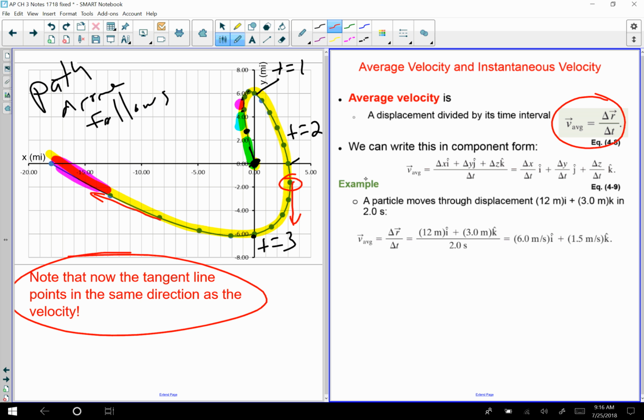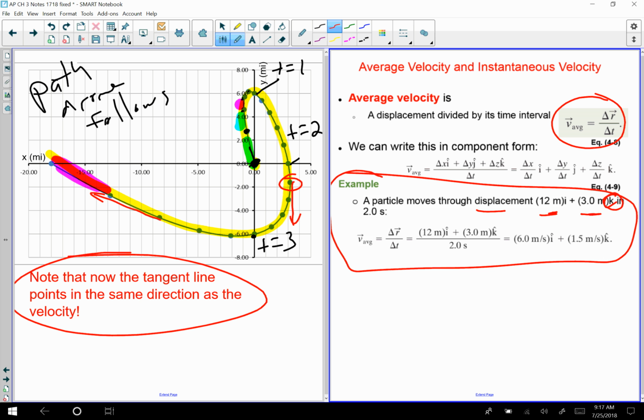A simple example, this actually has nothing to do with the drone example, but I just want to point something out. Suppose you've got an object that has a displacement of 12 meters in the x direction and 3 meters in the z direction, actually, here, right? It doesn't really matter, but whatever. So there's our displacement vector, right? We got 12 along one axis and 3 on another axis, okay?